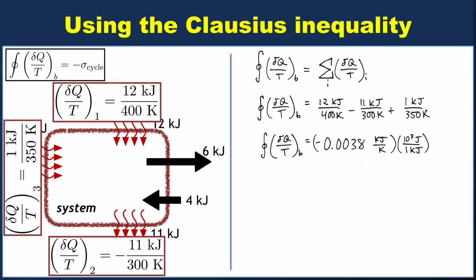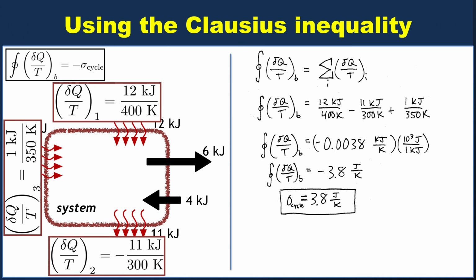Now I'm actually going to convert back to joules just so that we have a slightly bigger number. And if we do that, we get that the integral of delta Q over T at all the boundaries over all times is minus 3.8 joules per Kelvin. There's one last step, which is to relate this to sigma cycle. You can imagine that we were being asked just to compute the added entropy to this system. That is sigma cycle. So if you look up in the Clausius inequality, the integral we just did is actually negative sigma cycle. So that means that sigma cycle must be positive 3.8 joules per Kelvin.